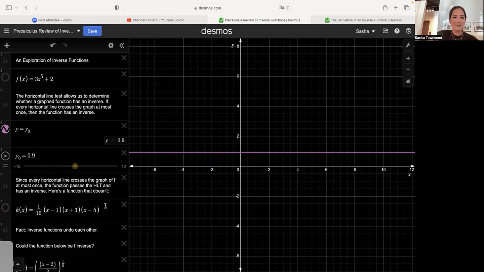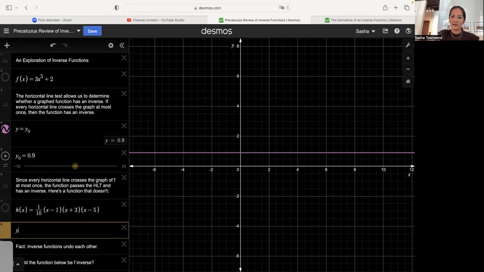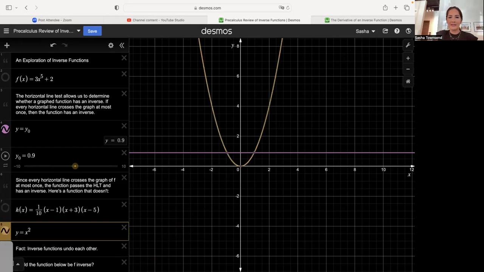Another function that does not have an inverse is y equals x squared. You might think, well, that's a problem because we need to be able to undo squaring something. Well, we can take the square root, and that is the inverse of this function, but we aren't able to use that all the time. We can only take the square root of a number if that number is positive.